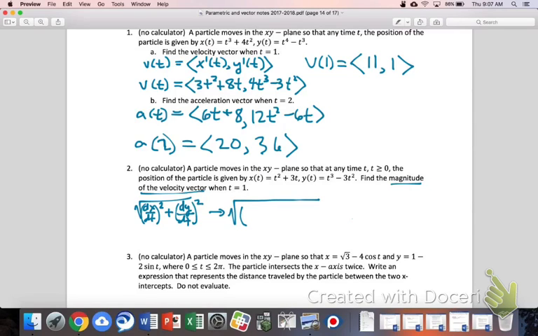So let's see here. dx dt would just be 2t plus 3. And then don't forget squared. Plus 3t squared minus 6t squared. So this would be a formula for the speed at any time. Of course, we want to know the speed at t equals 1.